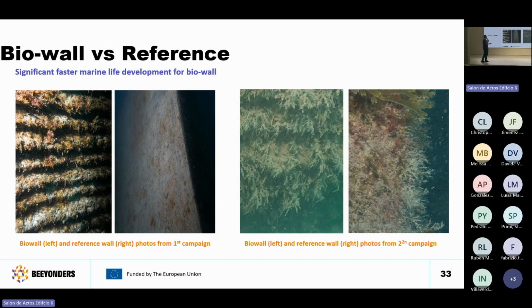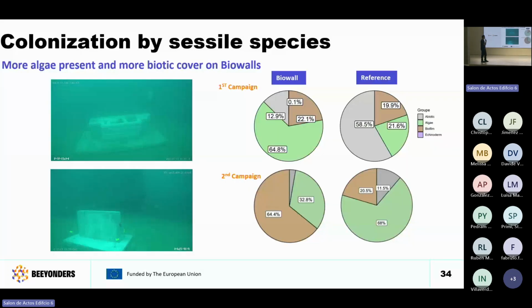And then it's after 9 months. So everything got colonized at the end, but it's way faster with the biowalls, and then we will see that in terms of composition and everything. It's also very interesting to see that after 9 months, what we call the bare substrate, so the concrete without nothing, is really less on the biowalls in comparison with the reference. So it means that you have more algae, more mollusk, bryozoa, whatever, sponges on the biowalls in comparison.